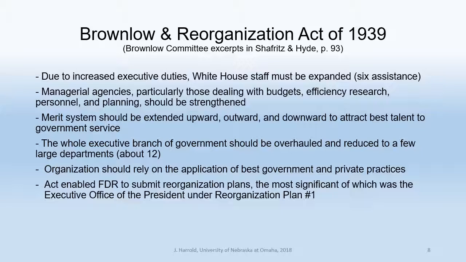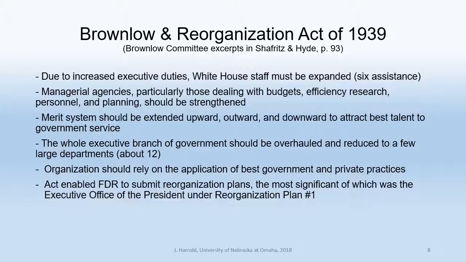So there was this committee called the Brownlow Committee, which I talked about the members of a couple of slides ago. Go down to the very last bullet there. It says that an act enabled FDR to submit reorganization plans, the most significant of which was the Executive Office of the President under what was called Reorganization Plan Number 1. So I'll go back to the top of the slide where I say Brownlow and the Reorganization Act of 1939.